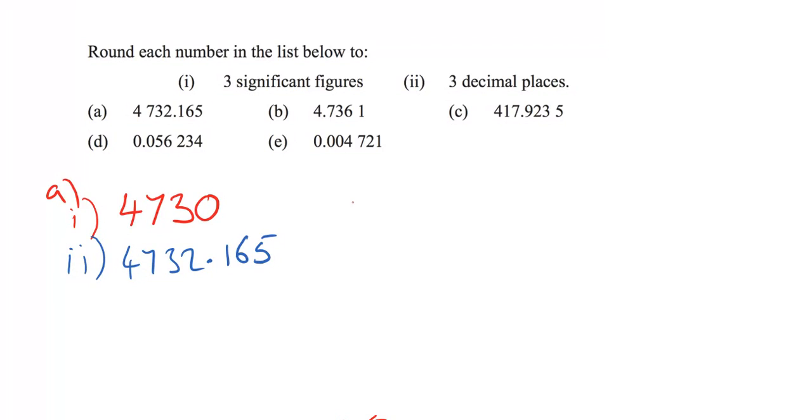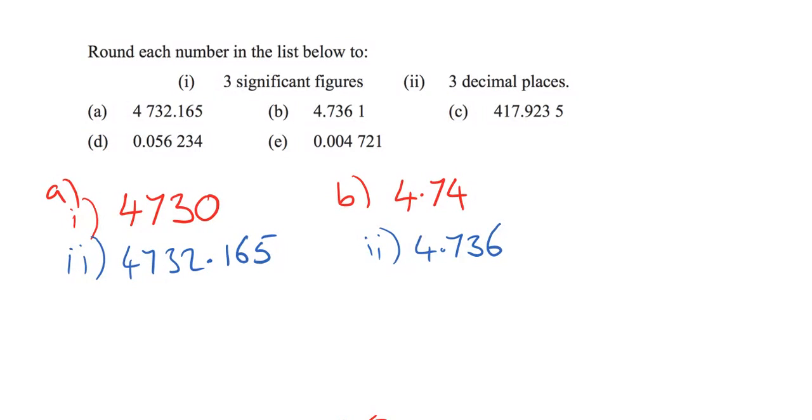Okay, for B, 4.7361 is going to become 4.74, because I have 3 numbers that are not 0, because I'm asked to round to 3 significant figures. And again, you don't need to write in the zeros at all. In fact, you absolutely shouldn't. That is fine. Okay. Now, if I am rounding this to 3 decimal places, that would be 4.736. I'm allowed 3 numbers after the decimal place, not 3 numbers in total.